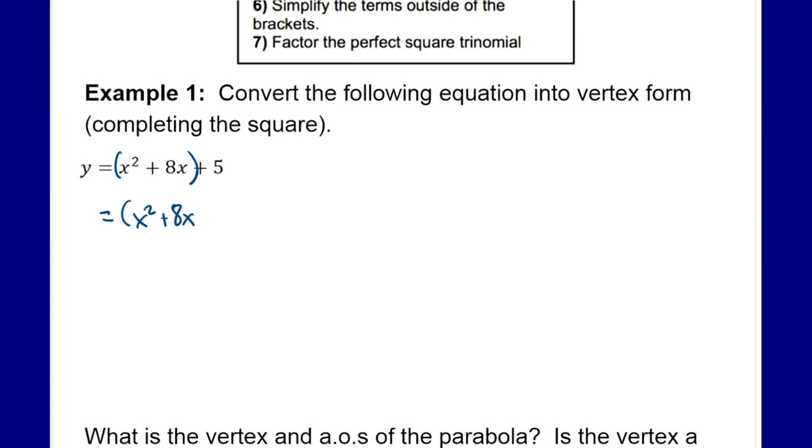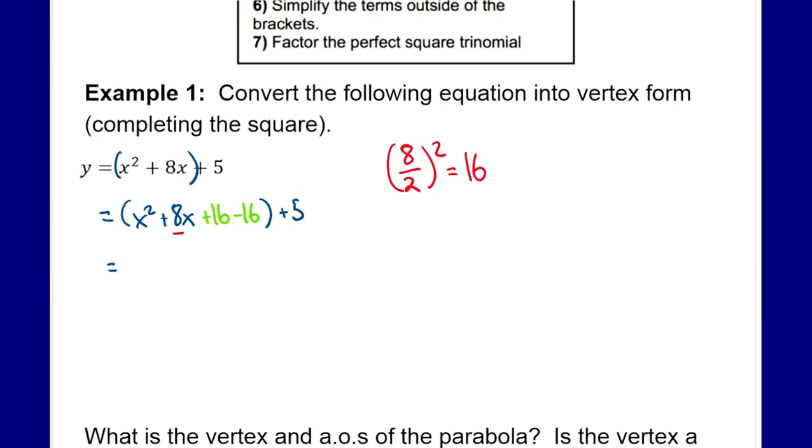The next step is to find my magic number, and that's going to be using that last term, that 8. So I'm going to take the 8, divide it by 2, and then square it. I'm going to get 16. That's my magic number. That's the number that I'm going to add and subtract in my bracket. And I'm going to still have the plus 5.